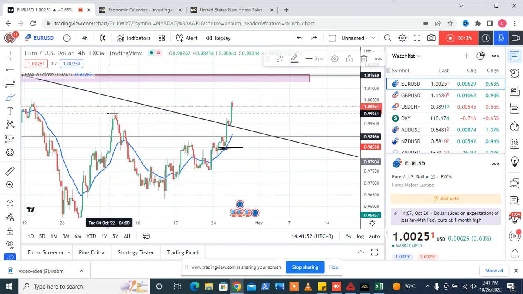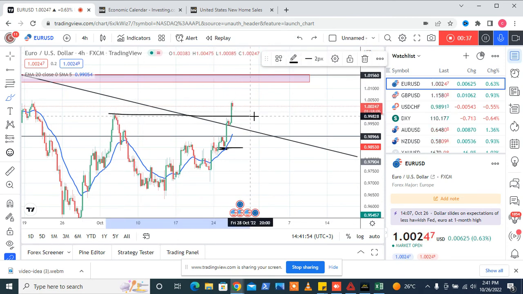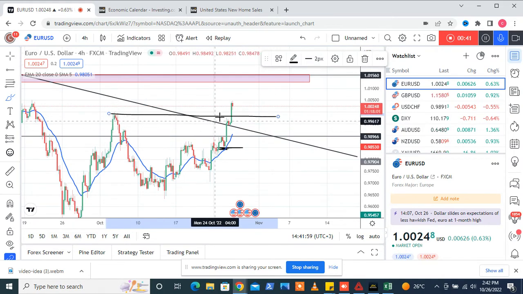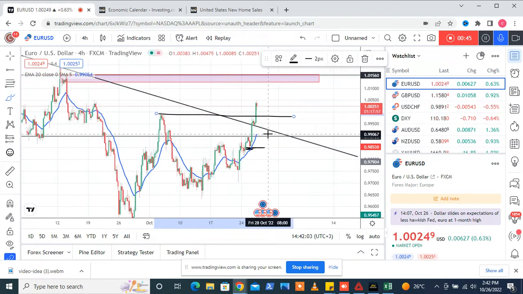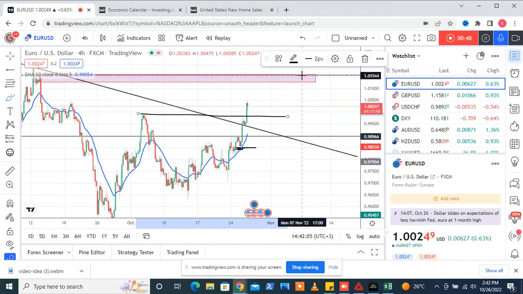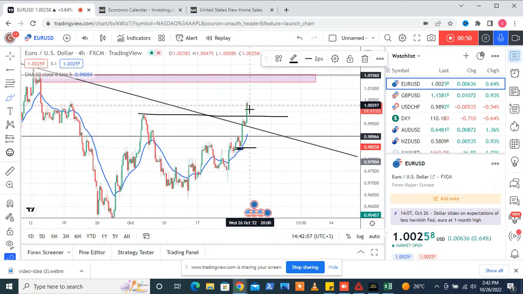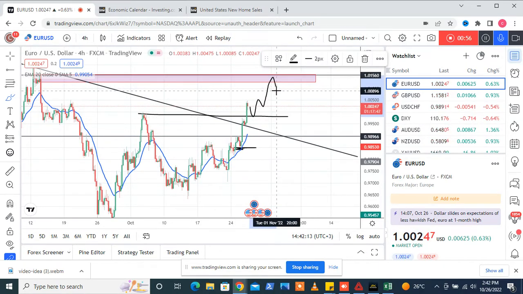So now, as you can see, currently we are trading above. This level has been broken. This was the recent high that has been violated. It has been broken to the upside. So what do we do now? You wait for a pullback to this level. Then from here, if the market gives us this push, this will be a very important level to trade at.